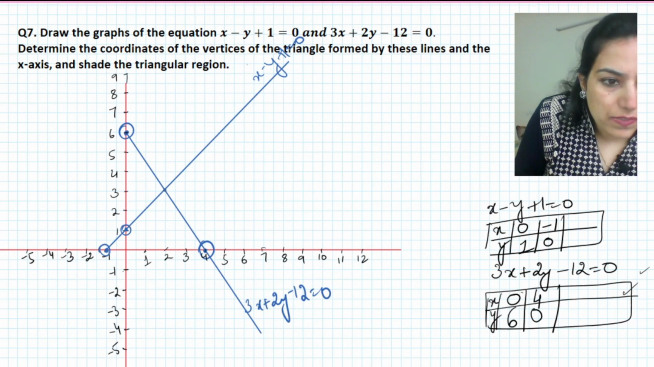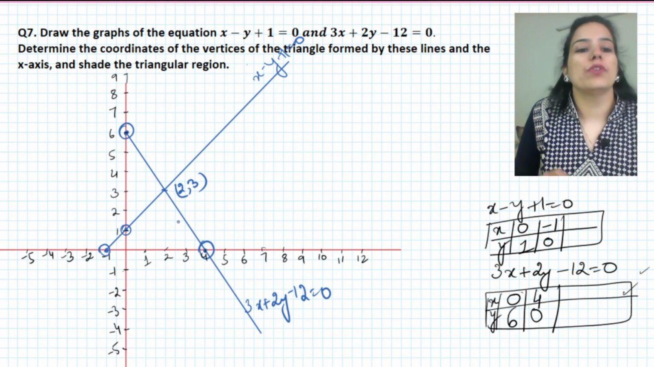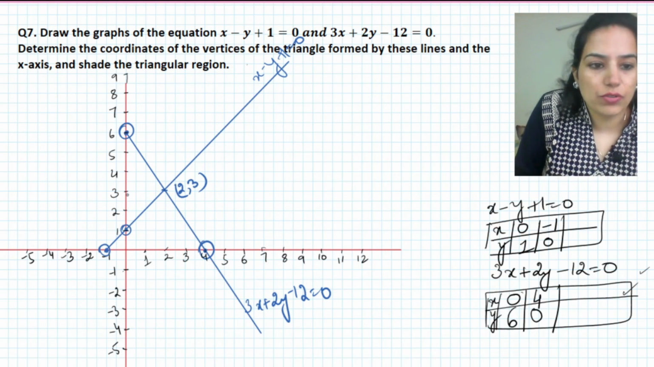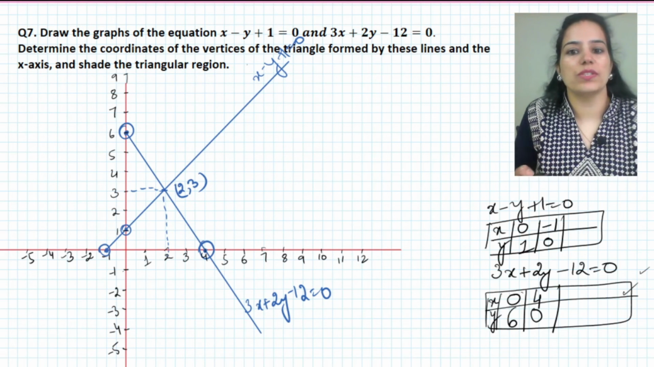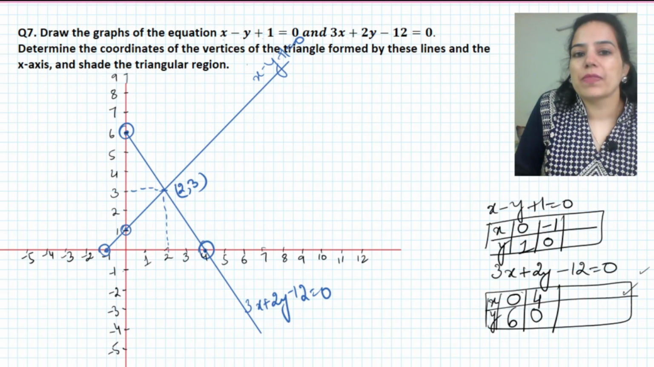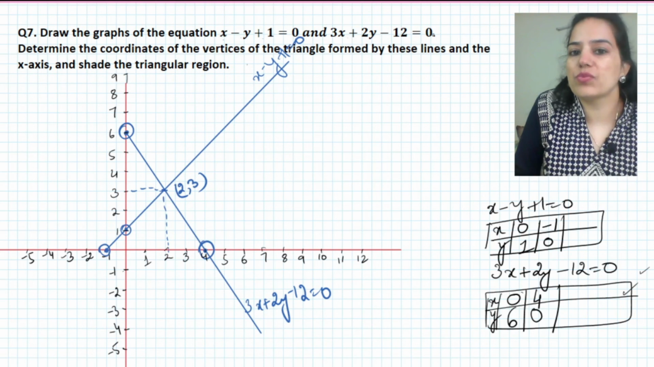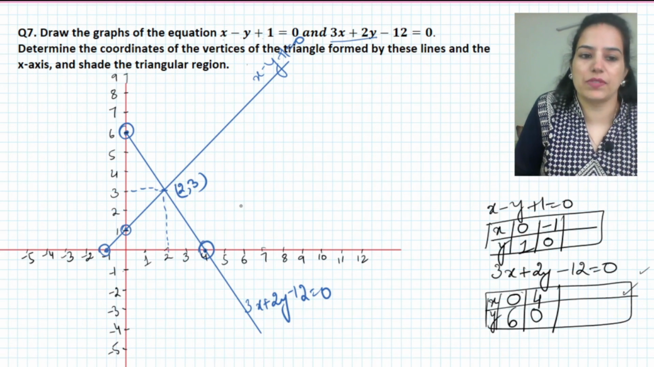And if I see this one point here, this is 2 and 3. You can easily look at the graph and judge this. I can draw the perpendiculars if you want. Right, so 2 and 3, and you can check it. 2 and 3 will satisfy both the equations. Like here, 2 minus 3 plus 1 will be 0, and here 6 plus 6, 12 minus 12 will be equal to 0, right? So both the equations are very well satisfied with this point.